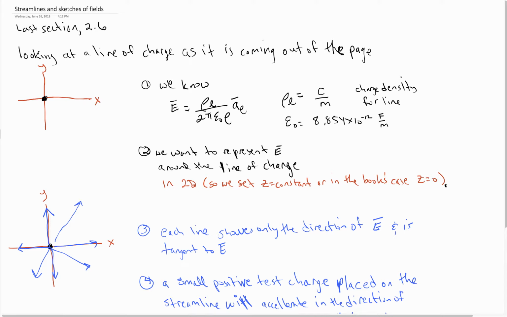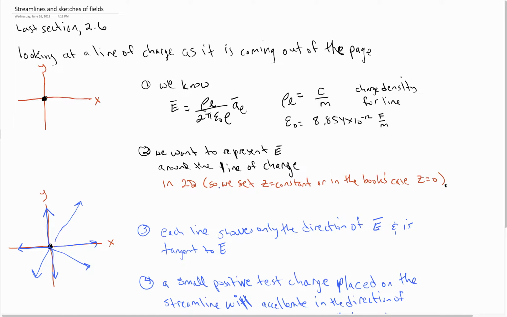The last section of Chapter 2, Section 2.6, talks about streamlines and sketches of fields. In this section, they talk about looking at a line of charge as it's coming out of the page. Here I've drawn an XY axis, and consider this the page of your screen or a book. This little black dot is the infinite line of charge coming out at you, and we want to represent what the electric field is around this line of charge in 2 dimensions.